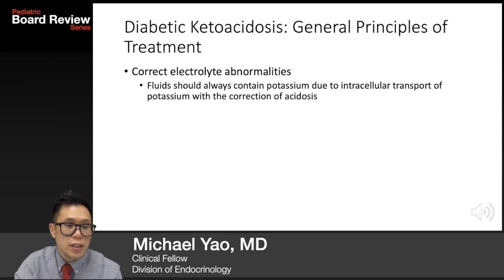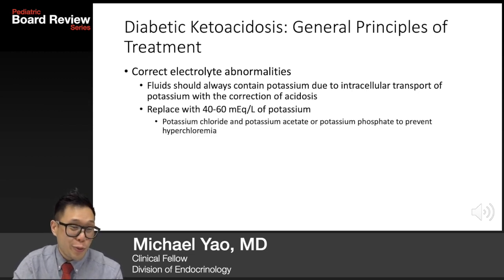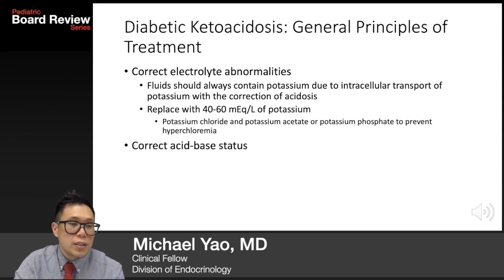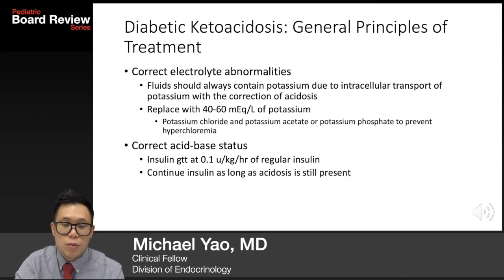There is currently no consensus of using normal saline versus half normal saline for replacement or maintenance fluids, but a good general rule of thumb is to use half normal saline if there's no evidence of hypernatremia. Regarding correcting electrolyte abnormalities, fluid should always contain potassium due to intracellular transport of potassium when acidosis corrects. So generally we replace with 40 to 60 milliequivalents of potassium, and there's various ways that you can replace this potassium with potassium chloride, potassium acetate, or potassium phosphate.